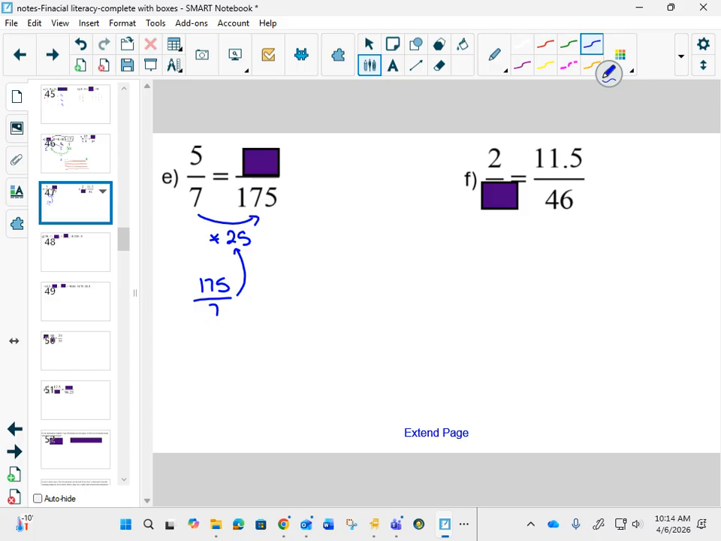And so what happens here if I multiply this one by 25? What do I get? 125. Does it make sense? If I go from the smaller number to a bigger number, I'm going to multiply. If I go from a bigger number to a smaller number, I'm going to divide.